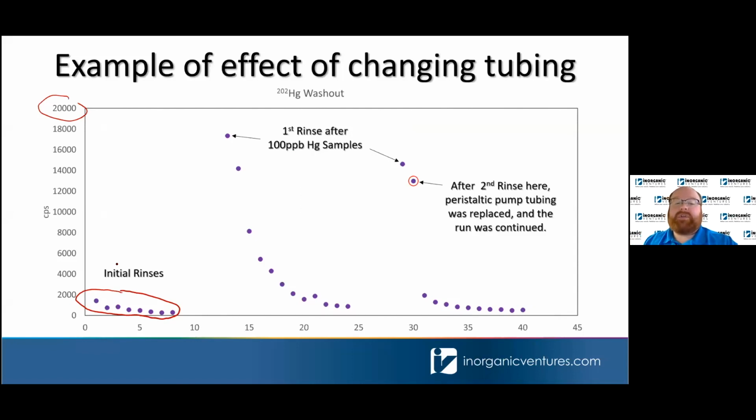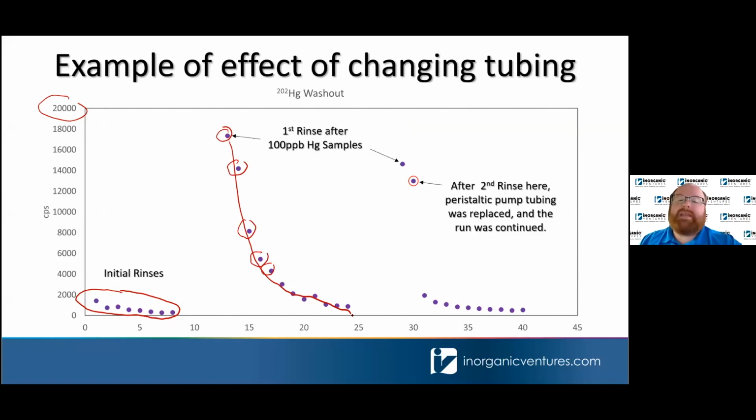Now with our first rinse after our high level samples, we get 18,000 counts, and then we go down a little bit. But then it's slowly going down. So there's a slope the whole time. Even with 12 rinses, it seems like it's still a little bit less each time. So the washout's pretty bad.